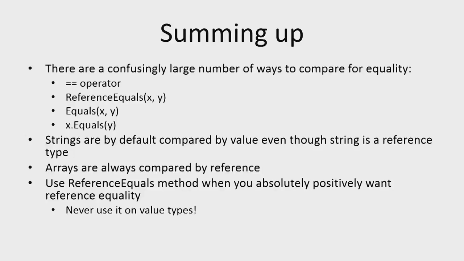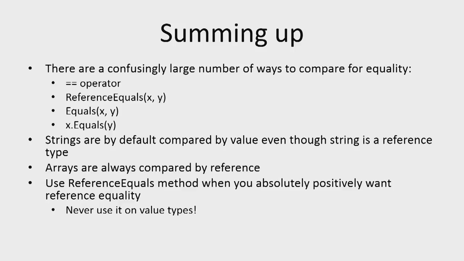So summing up, there are a confusingly large number of ways to compare for equality in C#. We've already seen there's the equals equals operator and the bang equals inequality operator. There is the ReferenceEquals static method. There's the Equals static method. There's the Equals instance method. And there are actually a bunch more different ways to compare for equality that I did not cover in this video, that we're not going to talk about in this course, that allow you to define your own custom ways of comparing things for equality. And it all gets quite tricky.